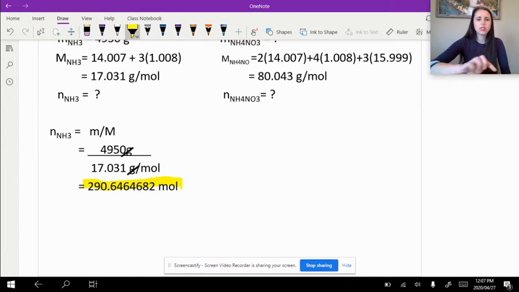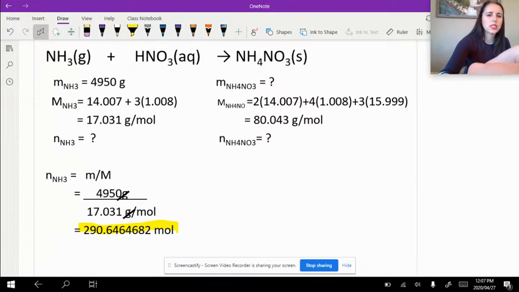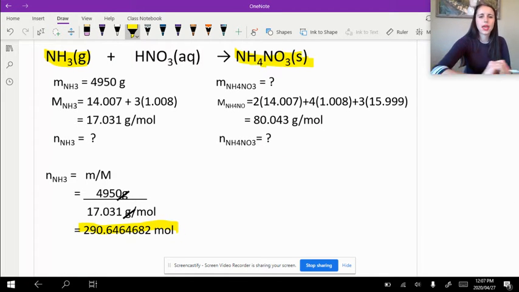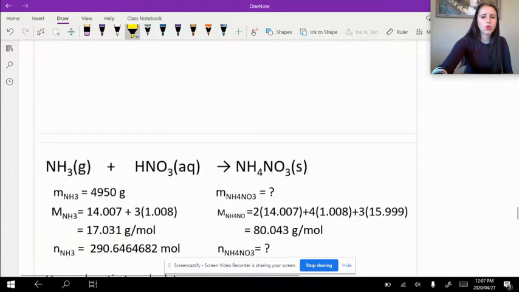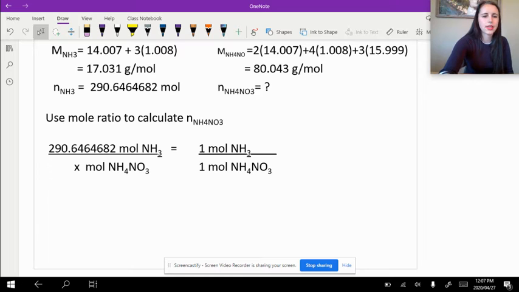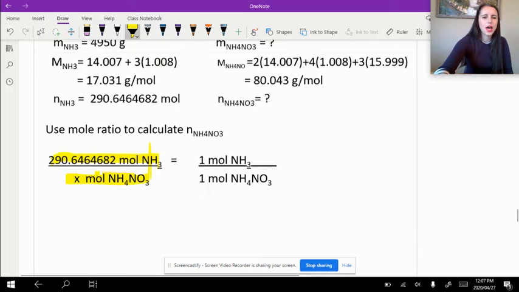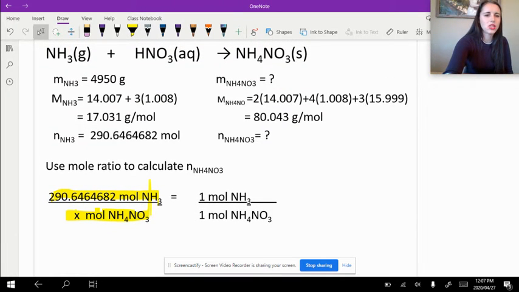My next step is going to be that molar ratio. And remember, it's my molar ratio between my reactant and my product. So those are the two things that I focus on. In order to set up that molar ratio, it's going to look like this. I've taken my number of moles of ammonia, and I'm calling the moles of ammonium nitrate X because that's what I'm interested in finding. I then go back to my balanced chemical equation and notice that there's a 1 in front of each of them. So I'm going to call this 1. I'm going to call this 1.